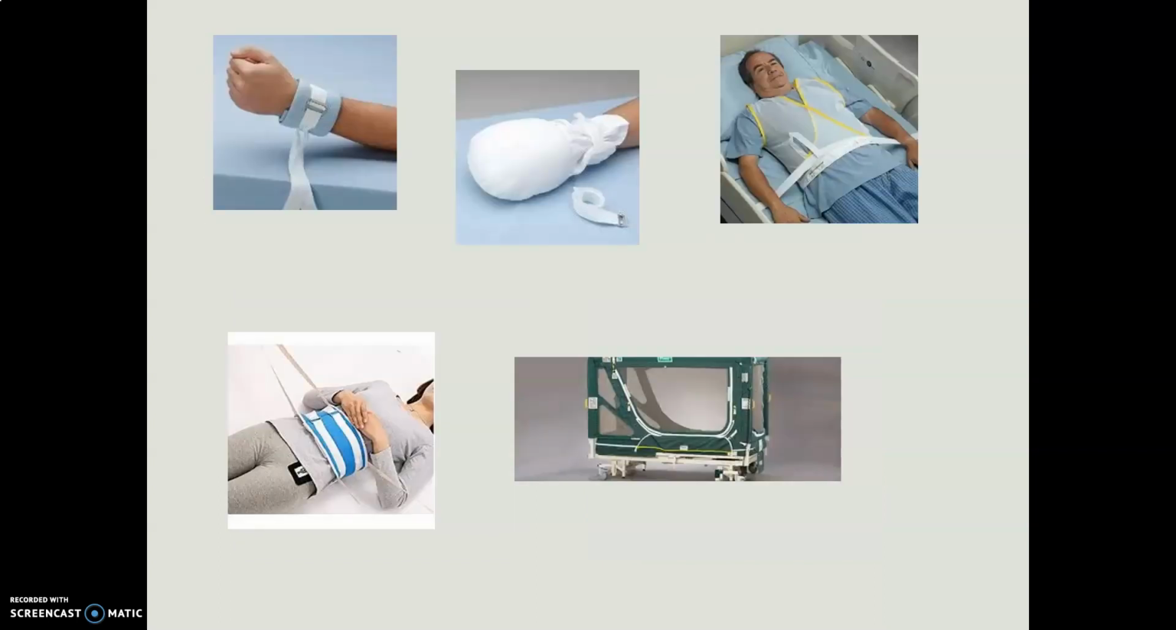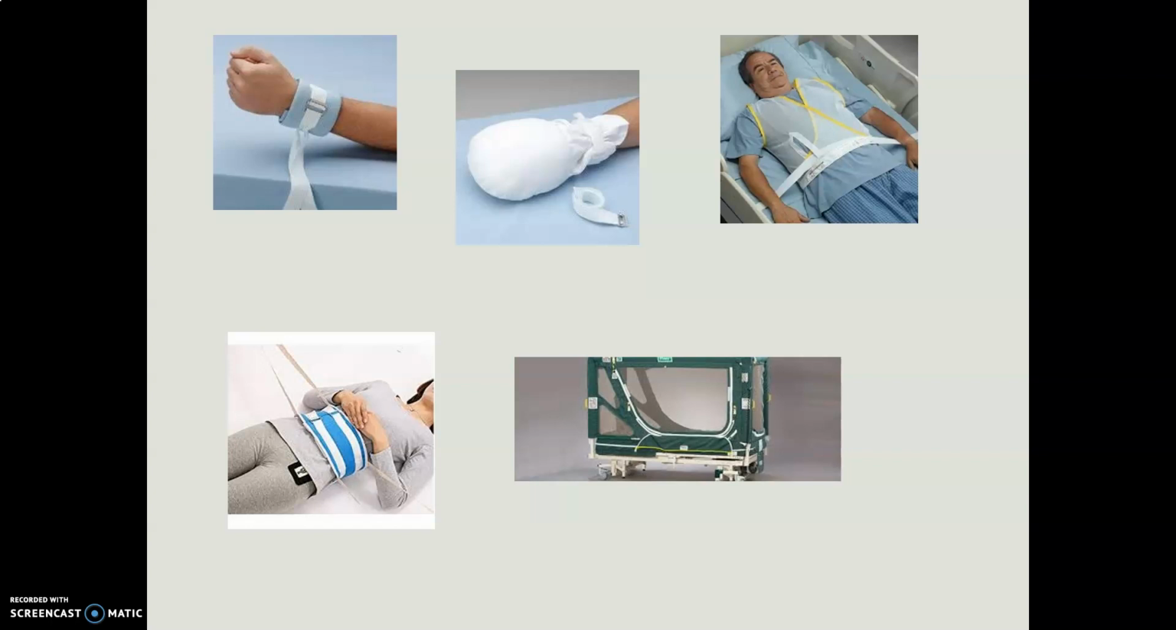So here are a couple of pictures of some restraints that you might see. The top left is a wrist restraint. That's sort of a foamy feel. It's very soft. It uses Velcro and a little metal clip and tongue to catch. And then it has the straps that would tie to the bed frame.